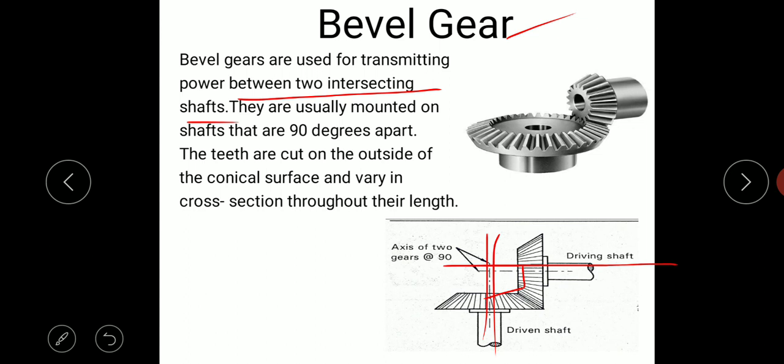Whereas the spur gears are used to transmit the power or motion between two parallel shafts, bevel gears are used to transmit the power or motion between two intersecting shafts. Here in the bevel gear, the teeth are cut on the outside of the conical surface and vary in cross section throughout the length. The applications of this bevel gear are, they are used in the differential gearbox of automobiles such as trucks and buses.